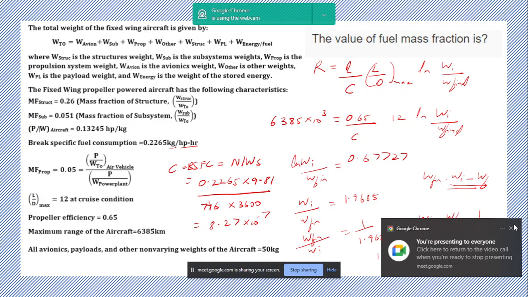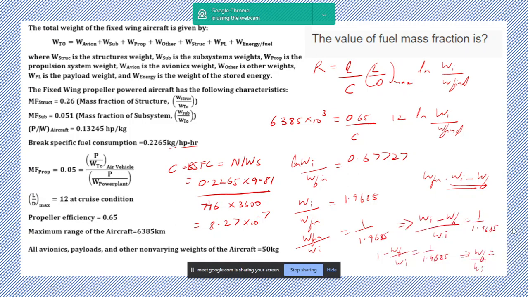So, can all of you just mute yourselves? Okay, thank you. So, the weight fraction will be 0.491.